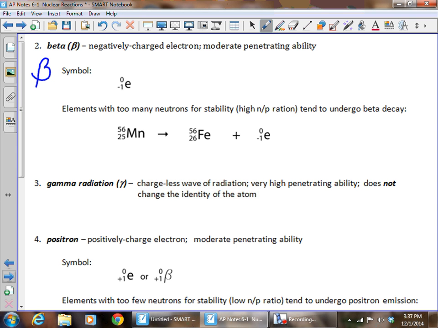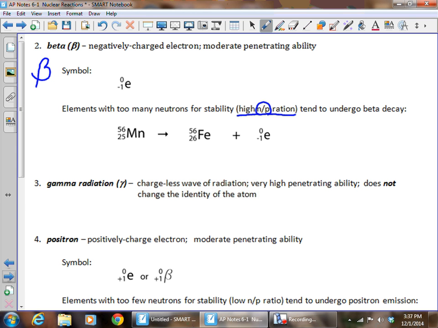The electromagnetic force of attraction says repel, but they're being held together by the strong force. And if we get too many neutrons in there, it can break that down and cause instability. So if we've got a high neutron to proton ratio, too many neutrons, it tends to undergo beta decay because look what happens.